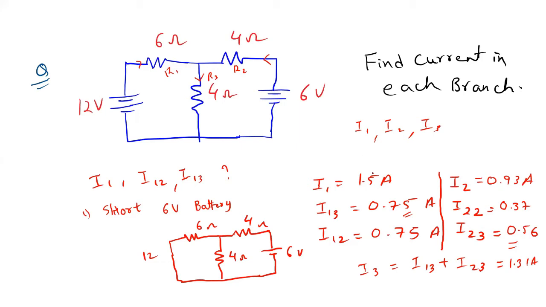Okay, and I1 is already 1.5 ampere, I2 is 0.93 ampere. So using the superposition principle, we can find the current in each branch. This is very simple. Just short the voltage source. If there is a current source, you have to open the current source. Okay, so has everyone got these answers?